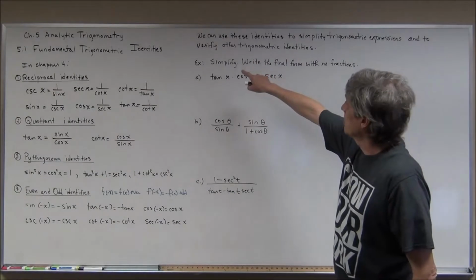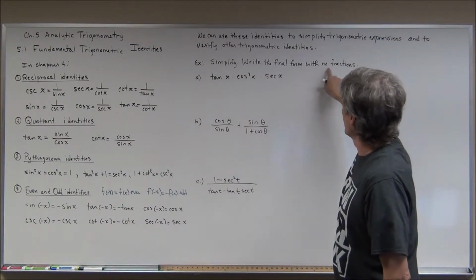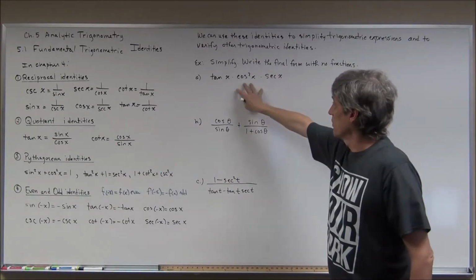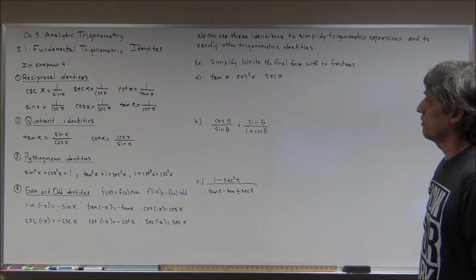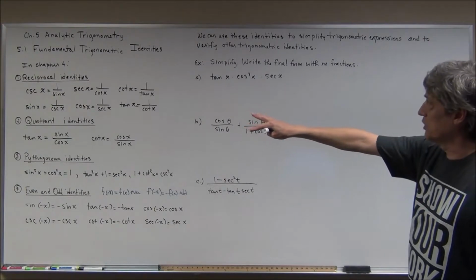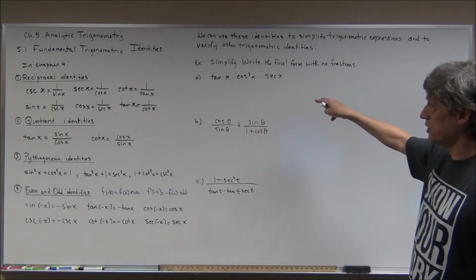Alright, simplify, write the final form with no fractions. Now you say, well, there are no fractions to begin with. Well, there aren't. But for me to simplify this expression, I'm going to use some of these identities over here, and I'm going to probably end up with some fractions.